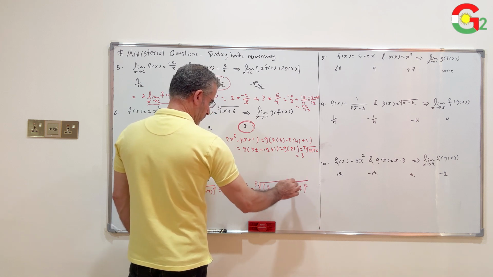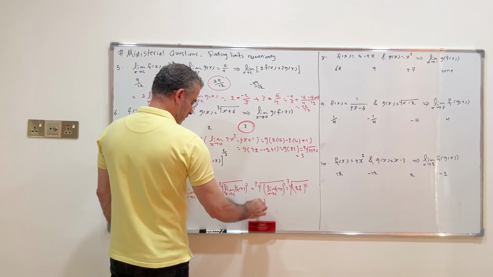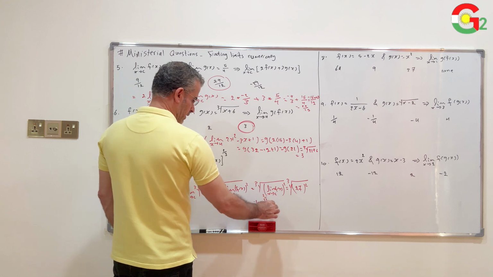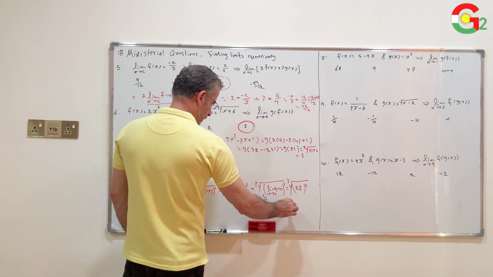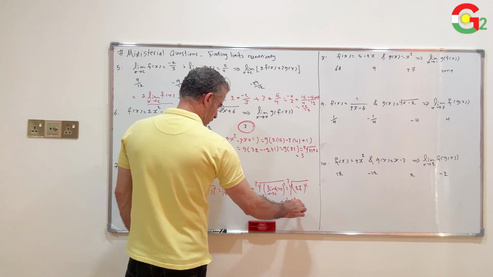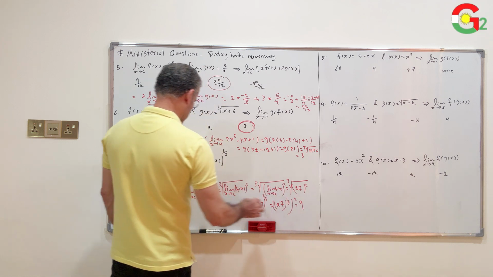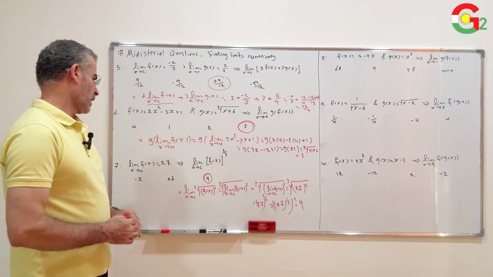power 2, cube root. I can rewrite this as 27 to the power 2 over 3, equal to 27 to the power 1 over 3, to the power 2. The cube root of 27 is 3, 3 power 2 is 9. The right choice is C.